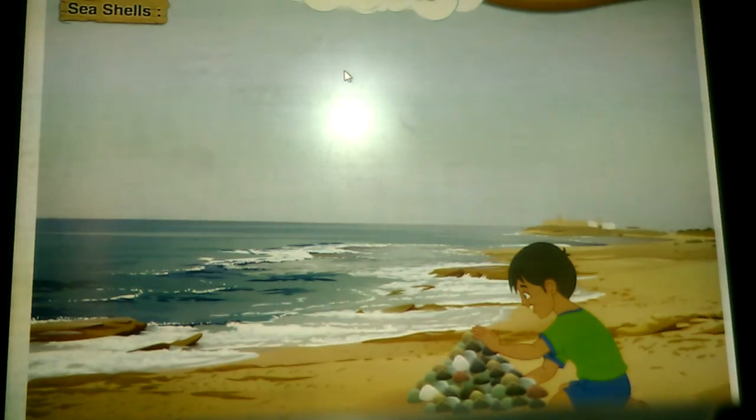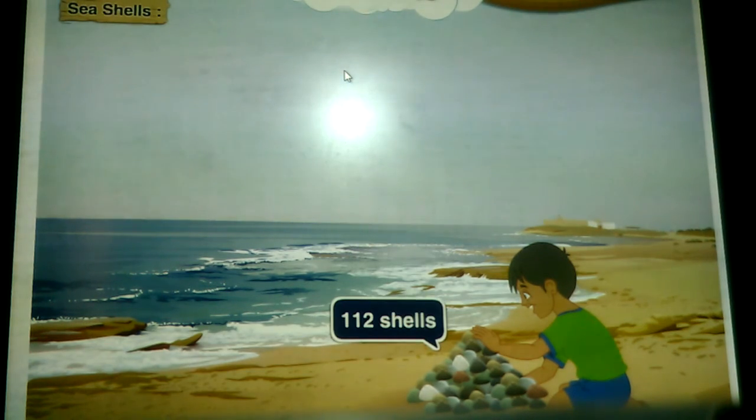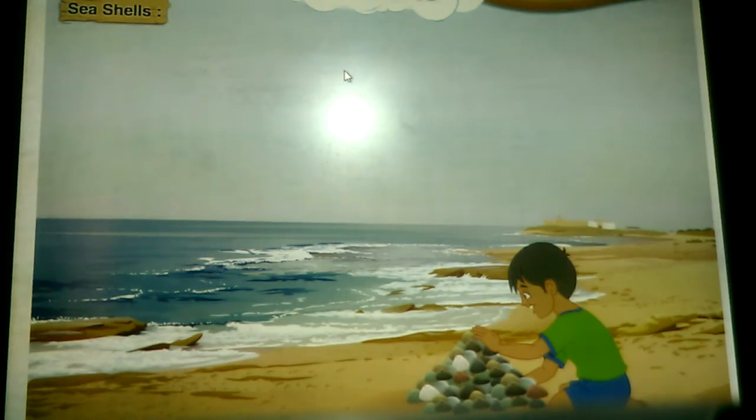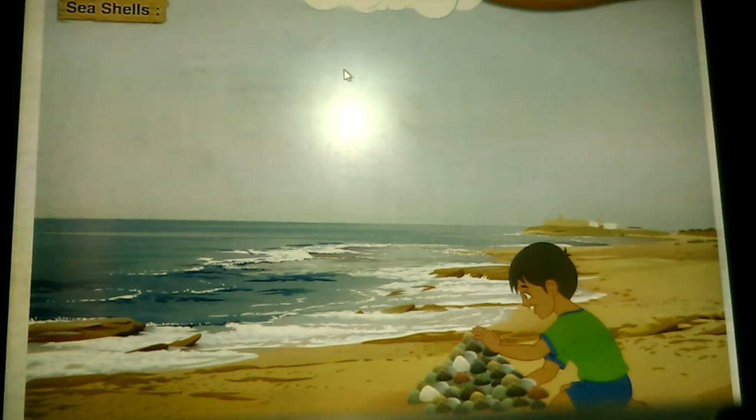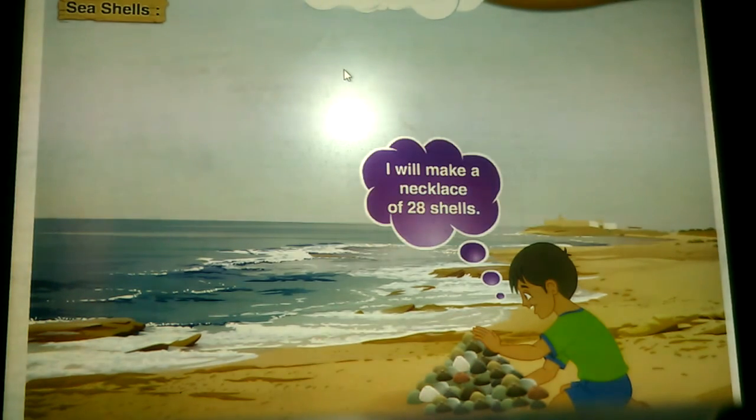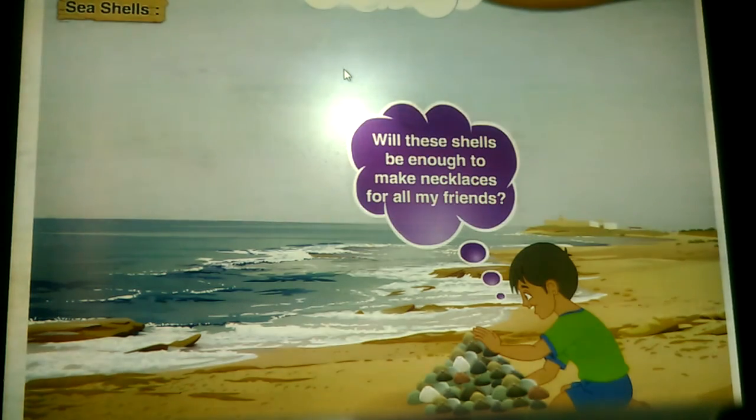Seashells. Dhruv lives near the sea. He thought of making necklaces for his 3 friends. He looked for seashells the whole day. He collected 112 shells by the evening. Now he had many colorful and shiny shells. Dhruv says, I will make a necklace of 28 shells. Will these shells be enough to make necklaces for all my friends?